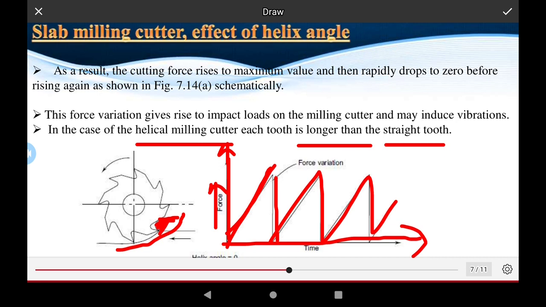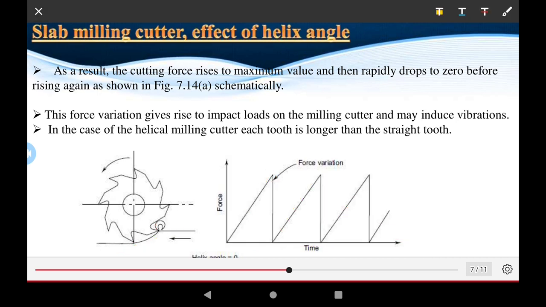The force and vibrations are longer than with the straight teeth of the machines, and some helix angles are used. In the case of the helical milling cutter, each tooth is longer than the straight teeth. Each tooth is longer than the straight tooth, and there are special forms of operations for helical milling cutters.